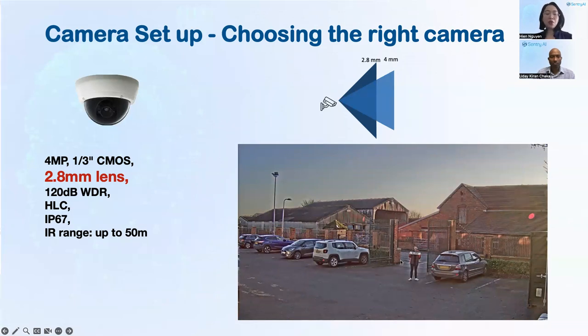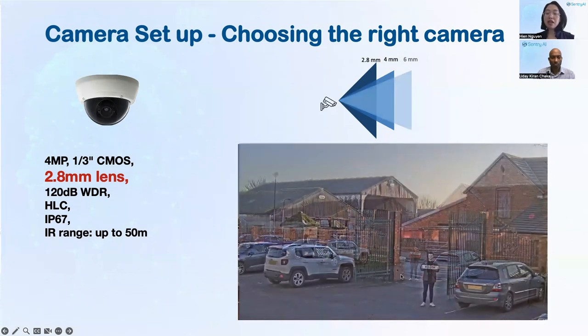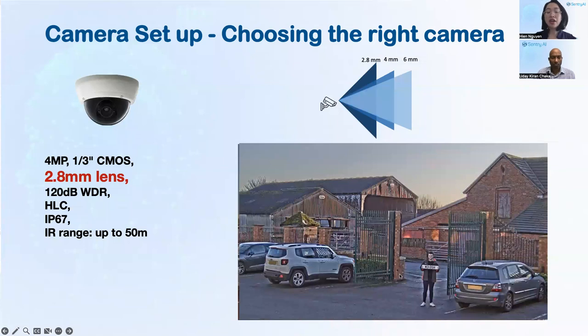So if you really want to monitor the cars coming in and out of that gate and try to capture that license plate, maybe the 6 millimeter camera is better for you. If you only want to monitor the whole parking lot for intrusion, to see if somebody gets into the parking lot, maybe 2.8 millimeter is better for you. So it really depends on the use case. Go back to the first question that we asked: what do you want to monitor?